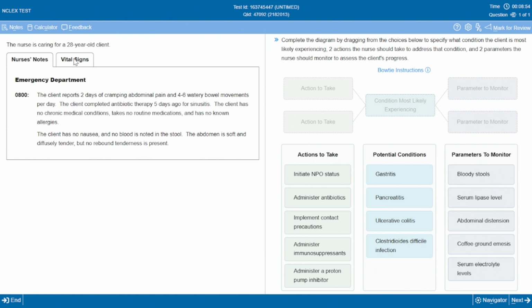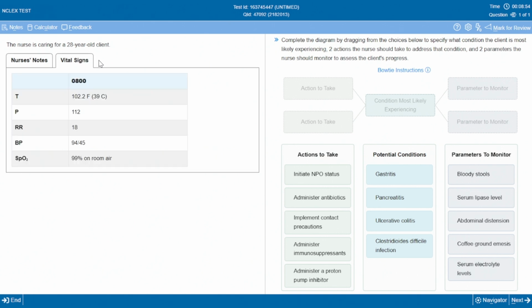Next, we want to check our vital signs tab. And here, at the same time interval, we can see that they're having a fever for sure. That's not good. Pulse is elevated, which oftentimes goes along with a fever, but it can also mean dehydration. This person's losing a lot of fluid through the diarrhea, and their blood pressure's kind of dipping down, which also can be related to that fluid loss. Respiratory status looks great, so that's good to know.